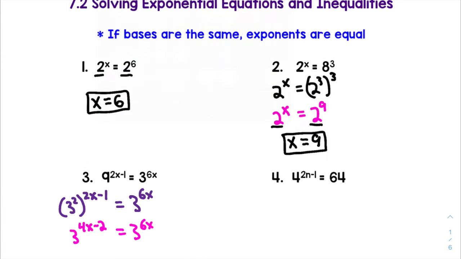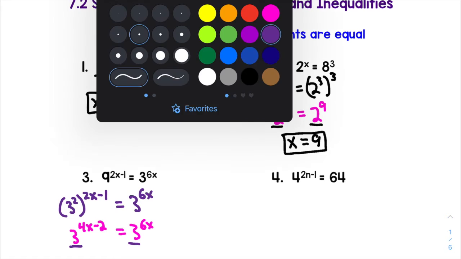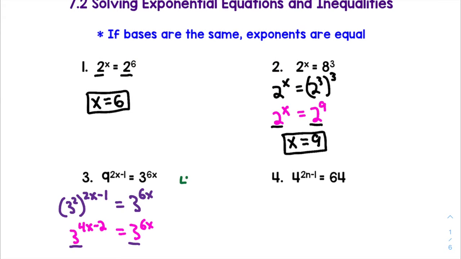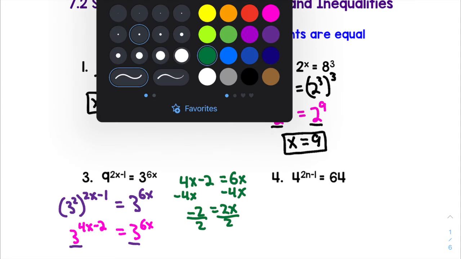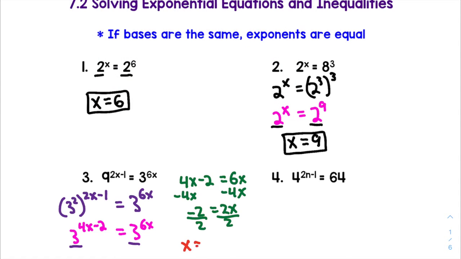Now that both sides have the same base, we could set their exponents equal to each other. We will have the equation 4x minus 2 is equal to 6x. Solving this equation, going a little bit further than problems 1 and 2, we'll have to subtract 4x on both sides, leaving us with negative 2 equals 2x, then dividing by 2 to get our final answer of x equals negative 1.